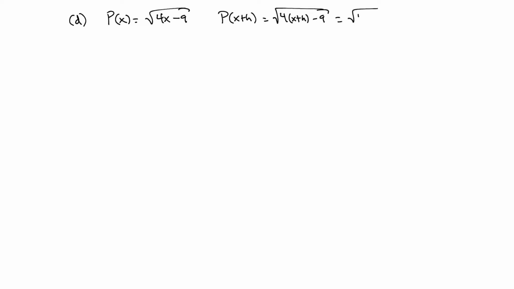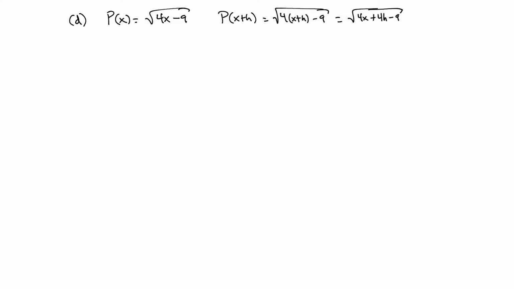Last but not least is part D, which was p of x equals the square root of 4x minus 9. So that would mean that p of x plus h is equal to the square root of 4 times x plus h minus 9, which would be the square root of 4x plus 4h minus 9.